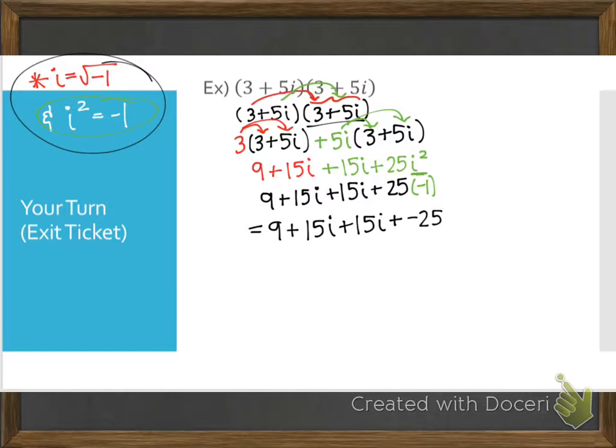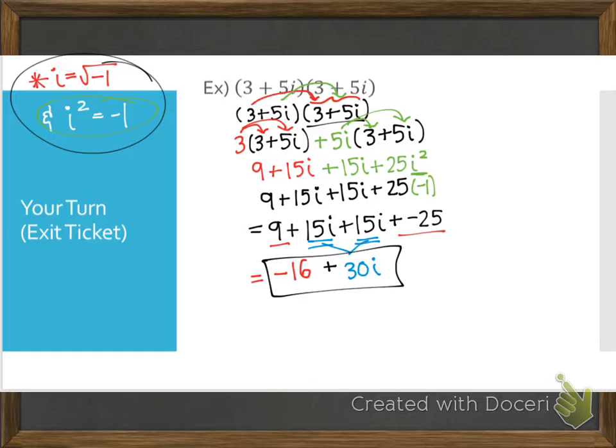All right, so let's combine our like terms. So we've got 9 minus 25, which is equal to -16. Okay, so -16. And then we have plus 15i and 15i. These are like terms. 15i plus 15i, I'm going to put those together, and that gives me 30i. So our final solution would be -16 plus 30i.